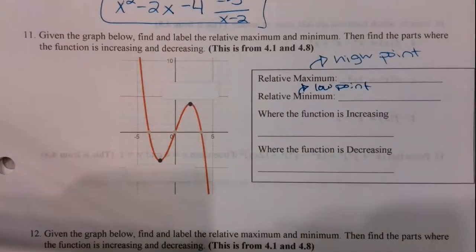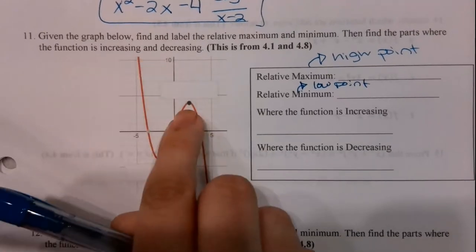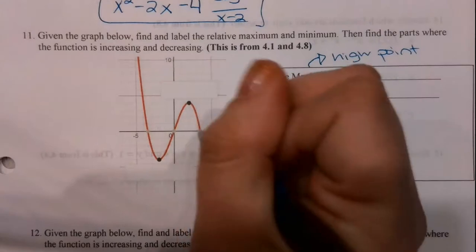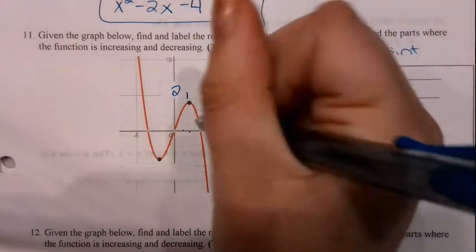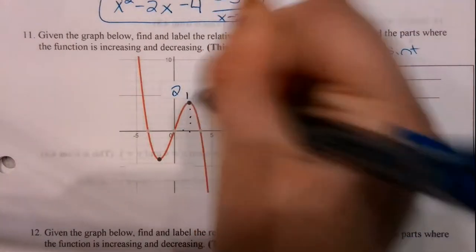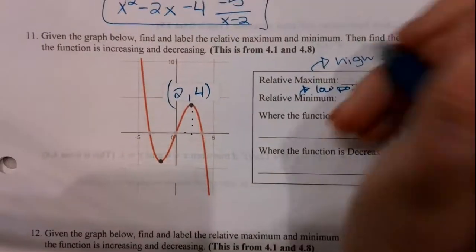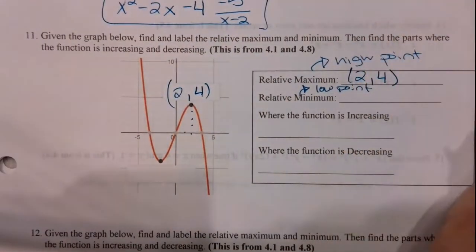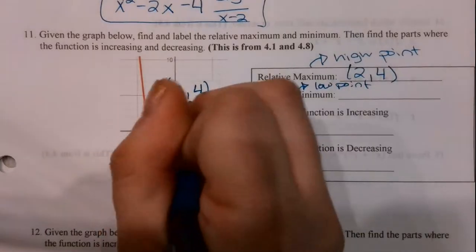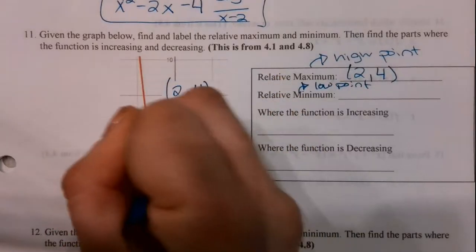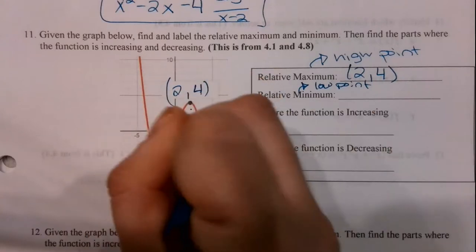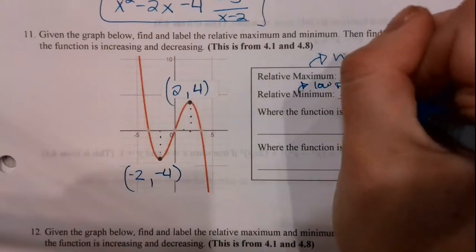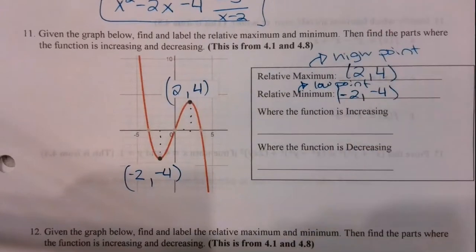So I'm looking for the highest point on the graph that is a mountain. I don't care that it goes on forever. I care that it turns into a mountain. So this coordinate point, if I look, this graph did not print out well. 1, 2. So my x value is 2. And my y value is 1, 2, 3, 4. So my relative maximum is the coordinate point (2, 4). My relative minimum is the point (-2, -4). So that's the lowest value.